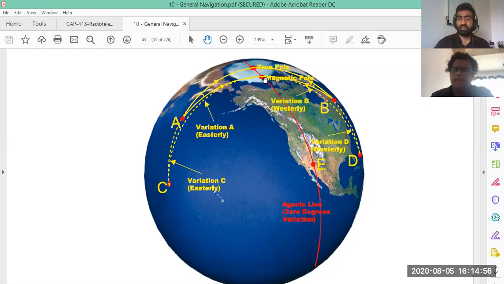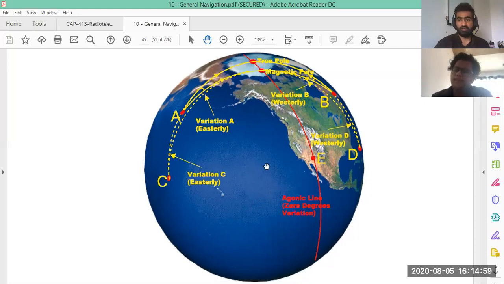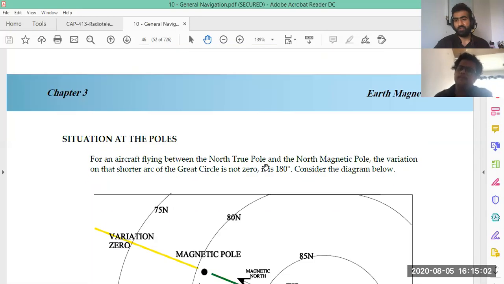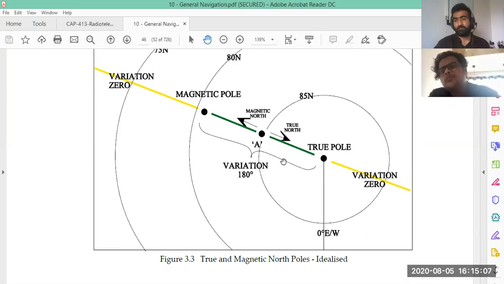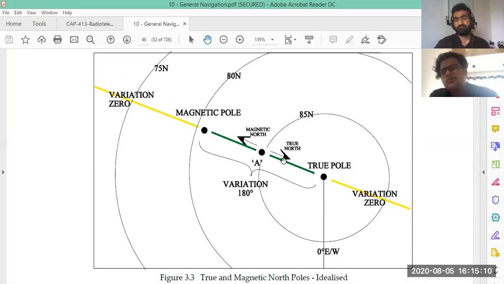So similarly, if there are lines joining equal variation, let's see. Check here. The variation is zero. But in between true pole and magnetic pole, the variation is 180 degrees. So if your aircraft is anywhere between true and magnetic pole, then you will have a 180 degree difference between the two. Measured clockwise in any direction, it is 180 degrees.